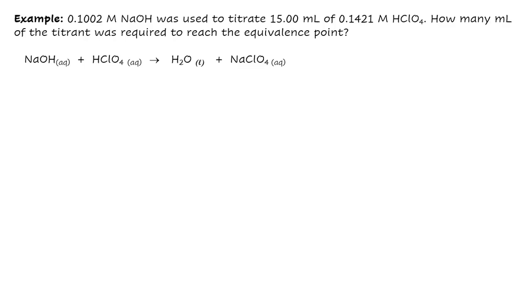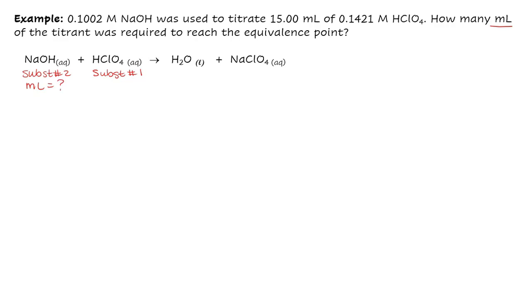In our example, we see that we are given both pieces of information for the perchloric acid. So this would be our substance 1 in the solution stoichiometry. And we're trying to calculate something about the sodium hydroxide. So this will be our substance 2. We're trying to calculate the volume of NaOH in milliliters.